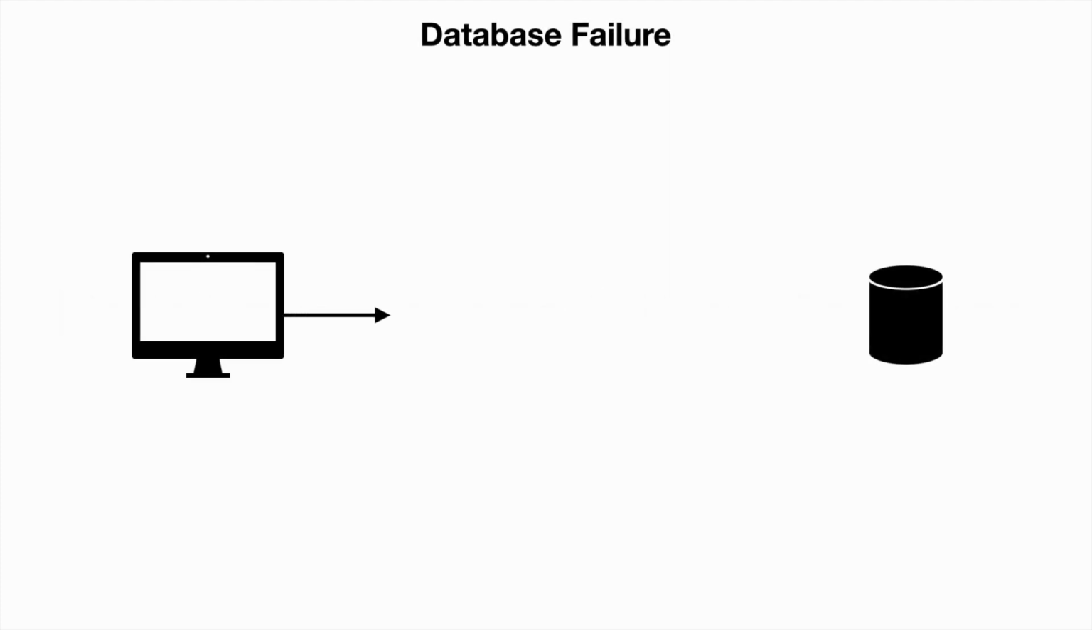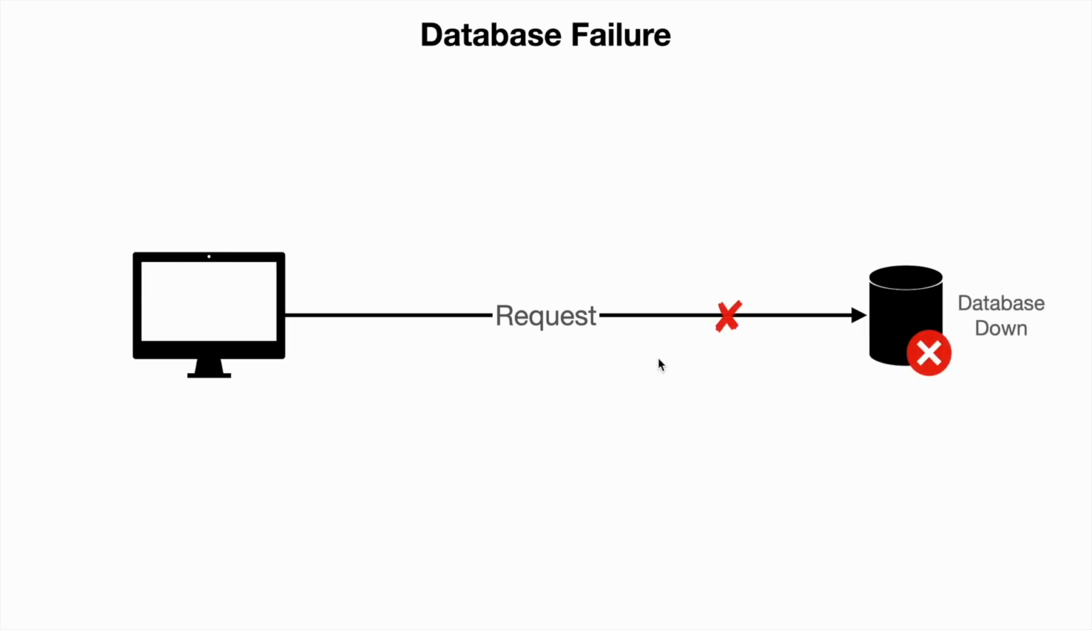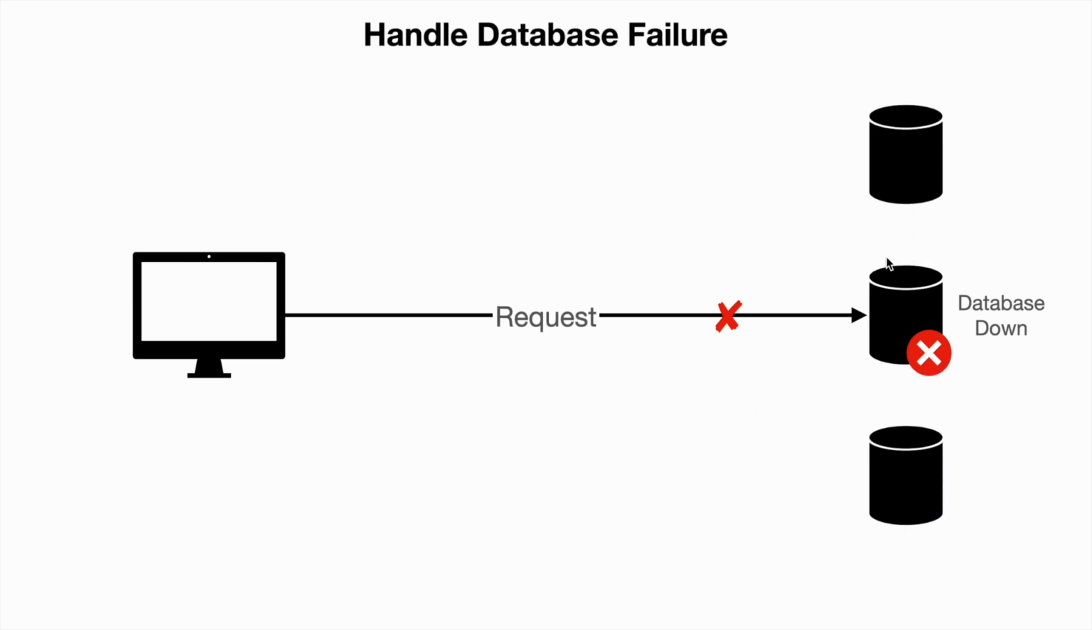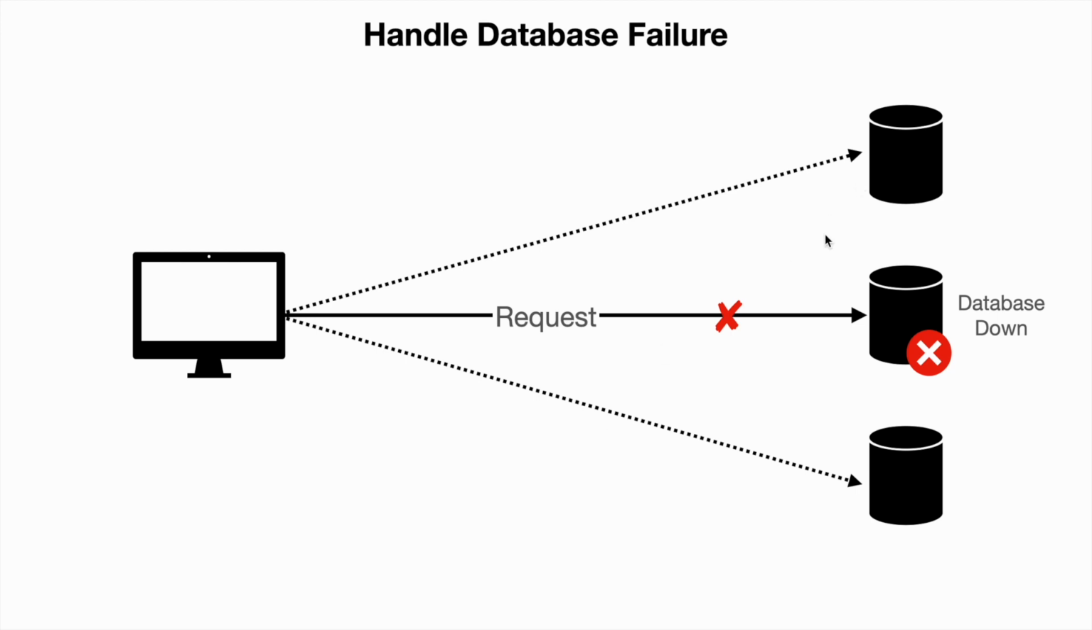Let's suppose this is a client and this client is making a request to this database. After some time, due to some network issue or database issue, this client is not able to connect with this database. Now we don't have anything to serve this client request. So to handle this failure, we can create multiple databases. We have created 3 databases and the client can connect to any available database. With this replication, we can handle the database failure.